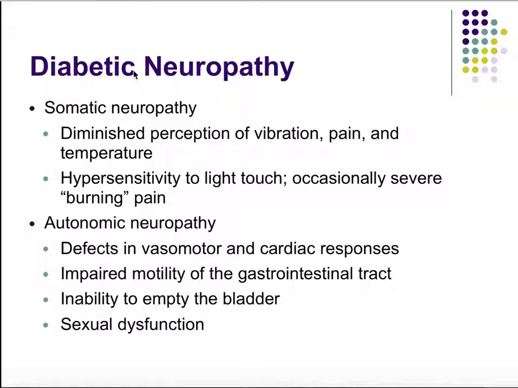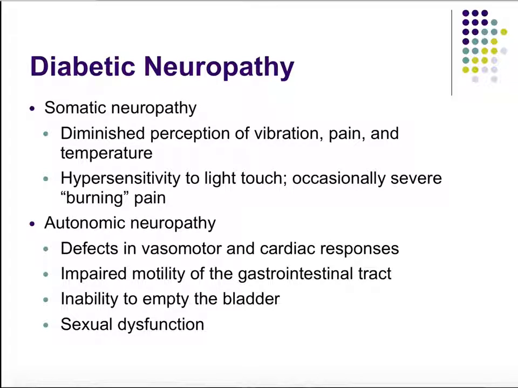So here we have diabetic neuropathy, so damage to our neurons due to diabetes. It could be any neurons, so the somatic neurons or the autonomic. If we have somatic neuropathy, we'll have diminished perception of vibration, pain, temperature, and hypersensitivity to light touch, as well as occasional severe burning pain.